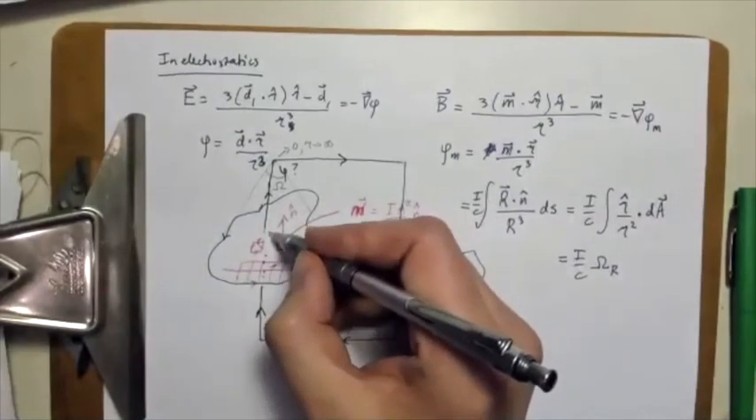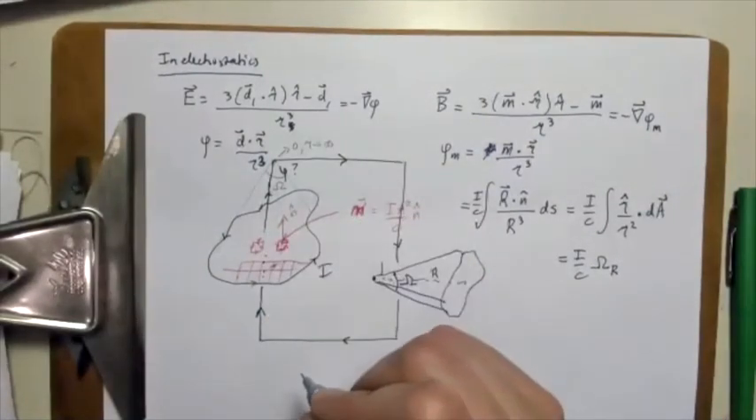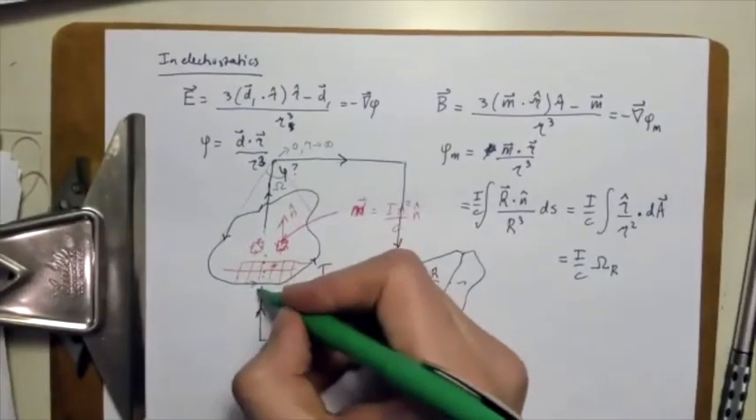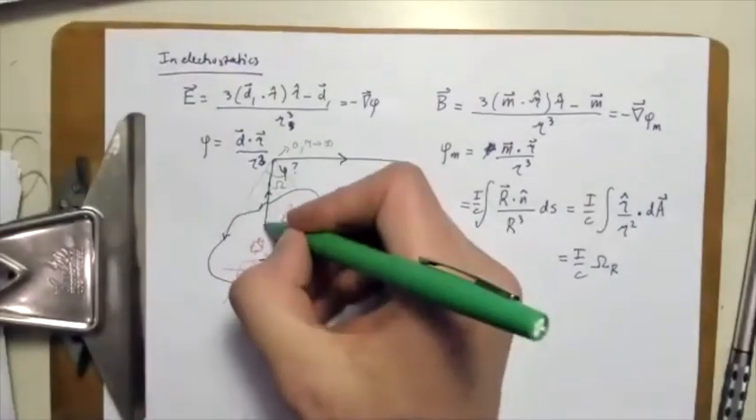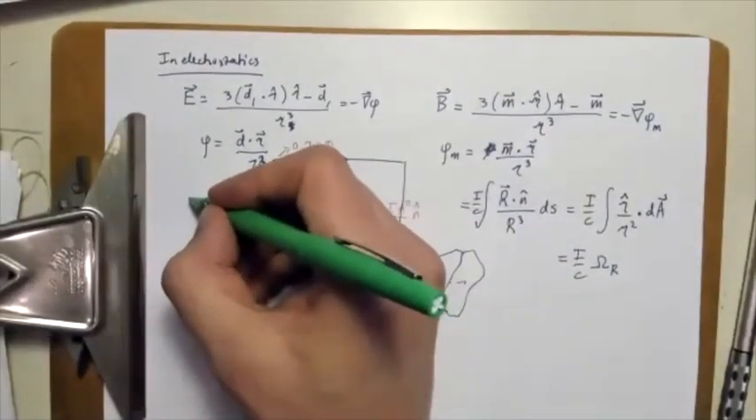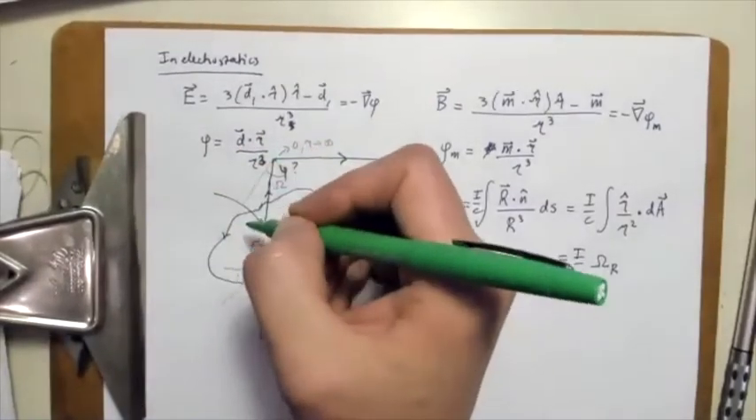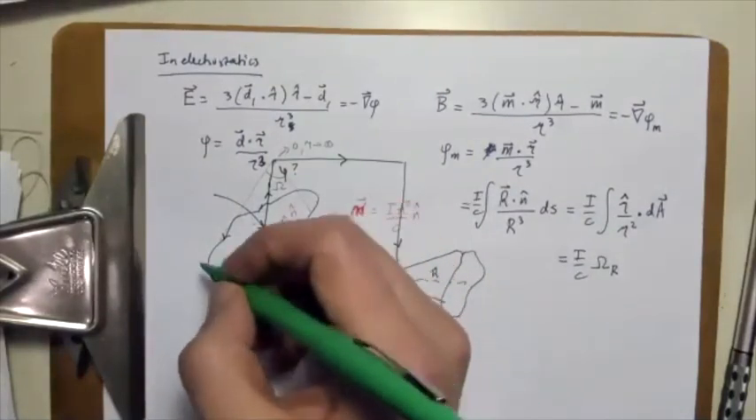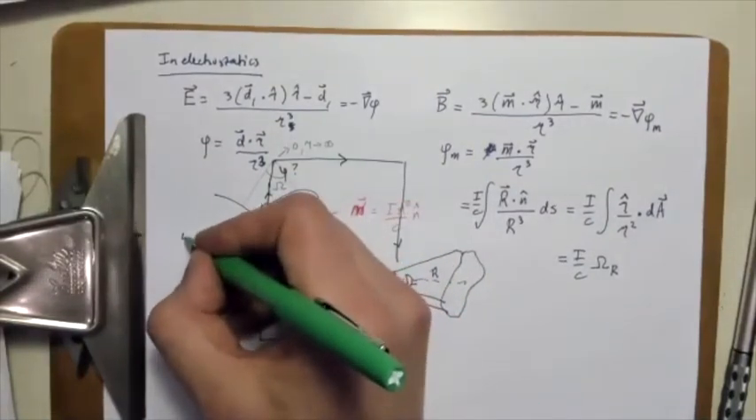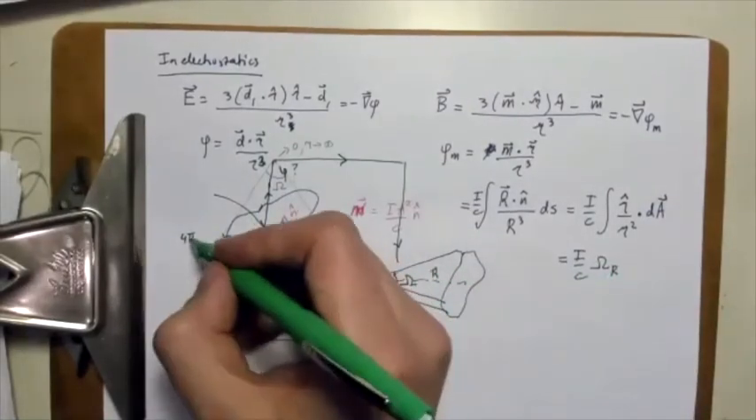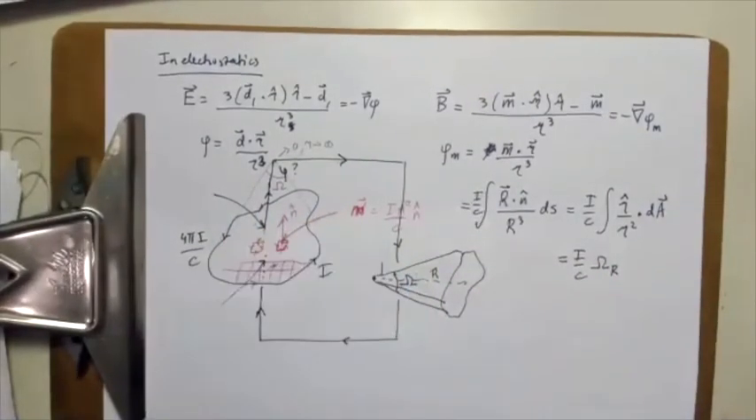So the moment you cross this boundary here, there's a jump in the solid angle of 4 pi. So there's a phi here, there's a phi there, and this one is an infinitesimal amount above it, and this one is an infinitesimal amount below it, and the difference is 4 pi, and then expressed in terms of current, I over c.